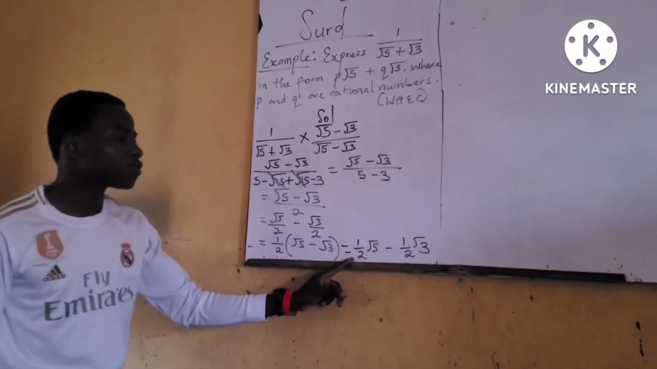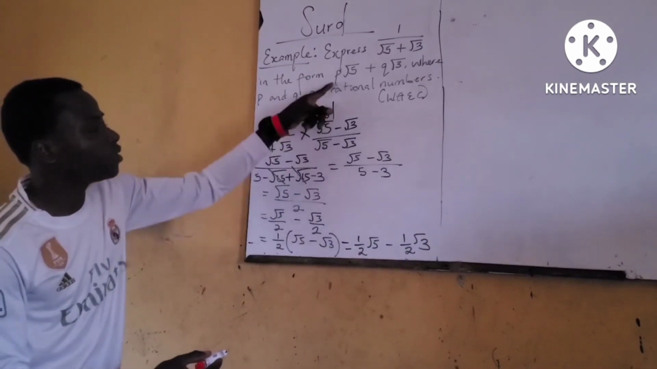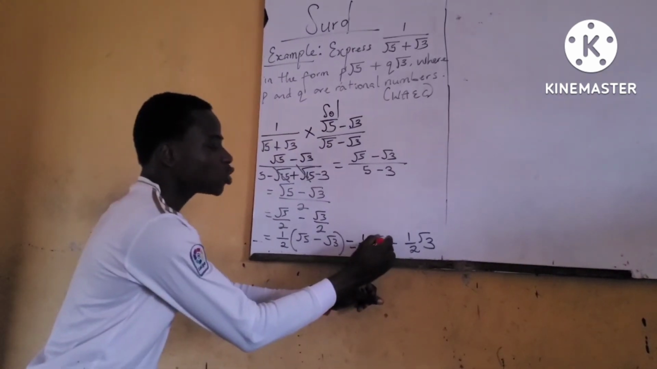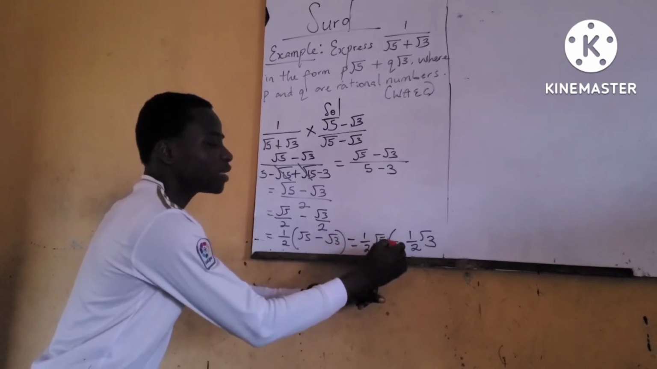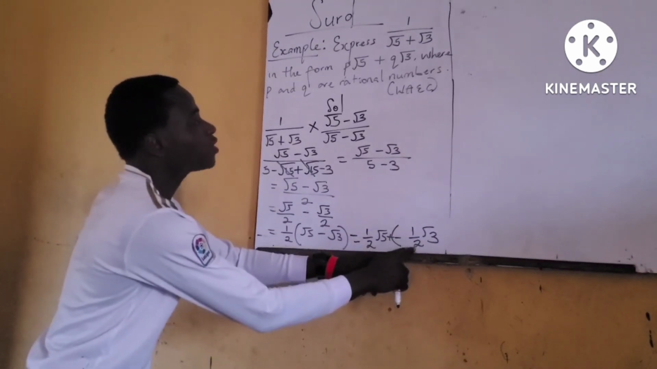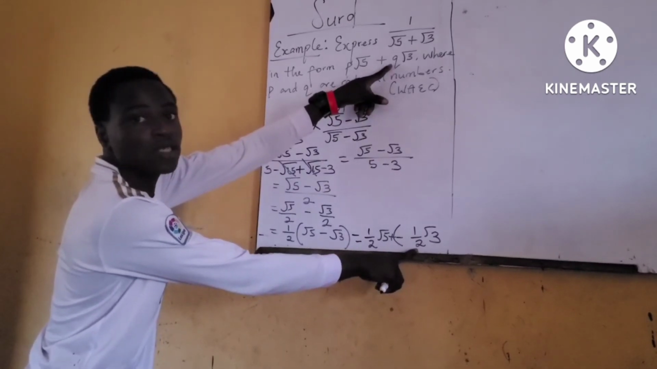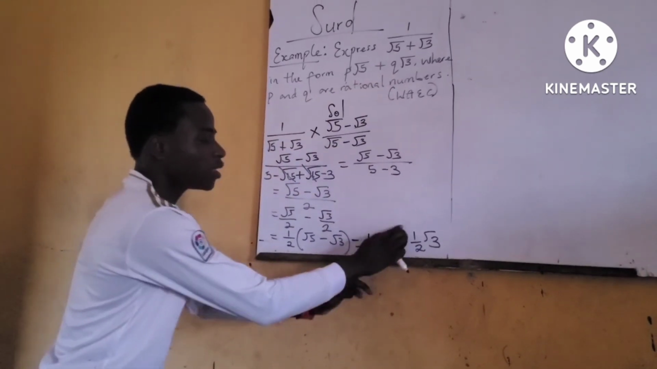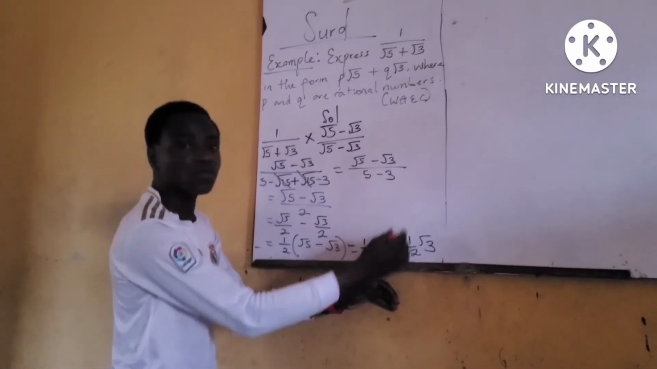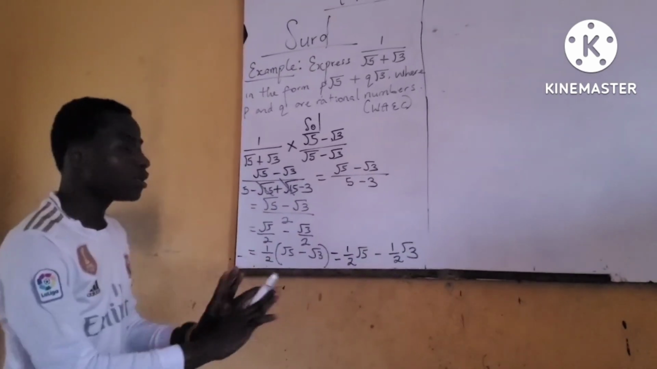That is, 1 over 2 will represent the p, that is the p root 5. Then, if you have a plus sign there, it will be plus, in brackets, minus half root 3, whereby our minus half will be our q. So I can stop here, saying minus 1 over 2 root 3 as our final answer.